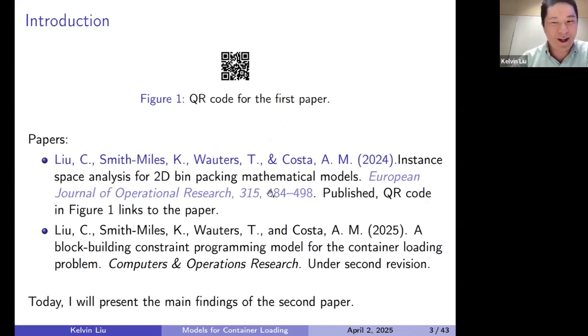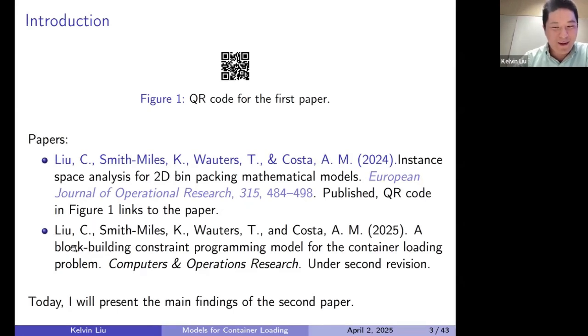The first one is titled Instance Space Analysis for 2D Bin Packing Mathematical Models, which was submitted to EJOR, European Journal of Operational Research. And there's a QR code up here for the first paper if you're interested in having a look. But today I will not be talking about the first paper.